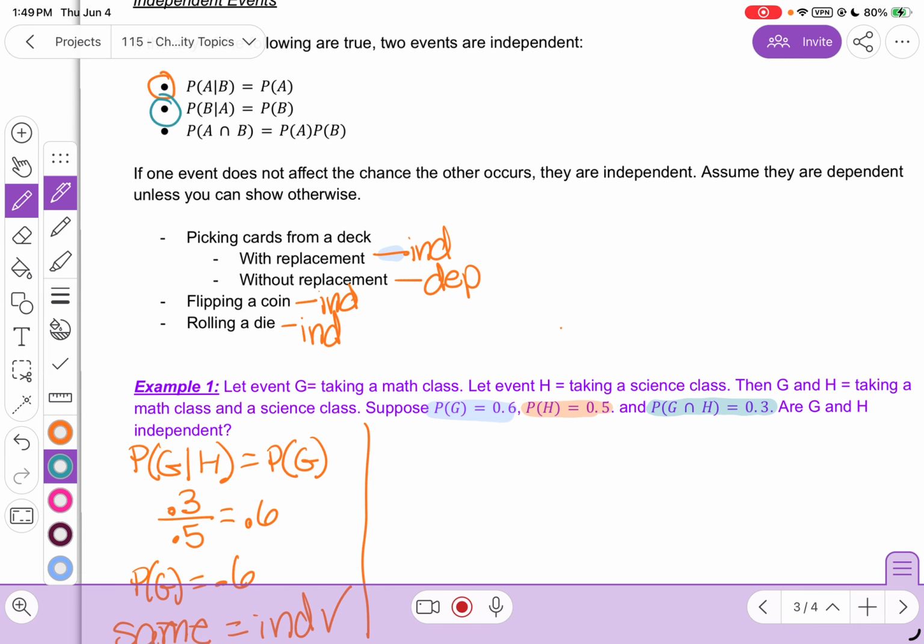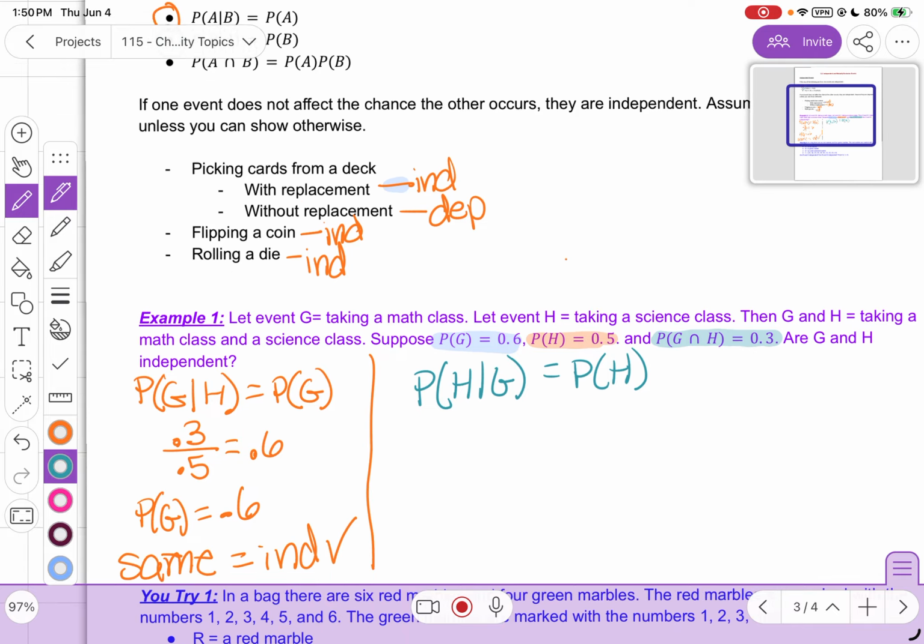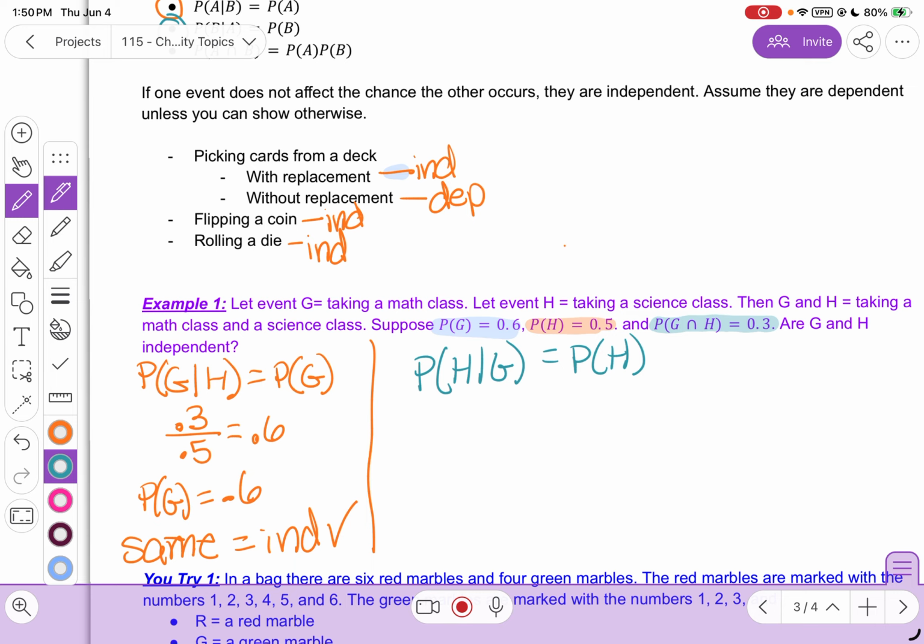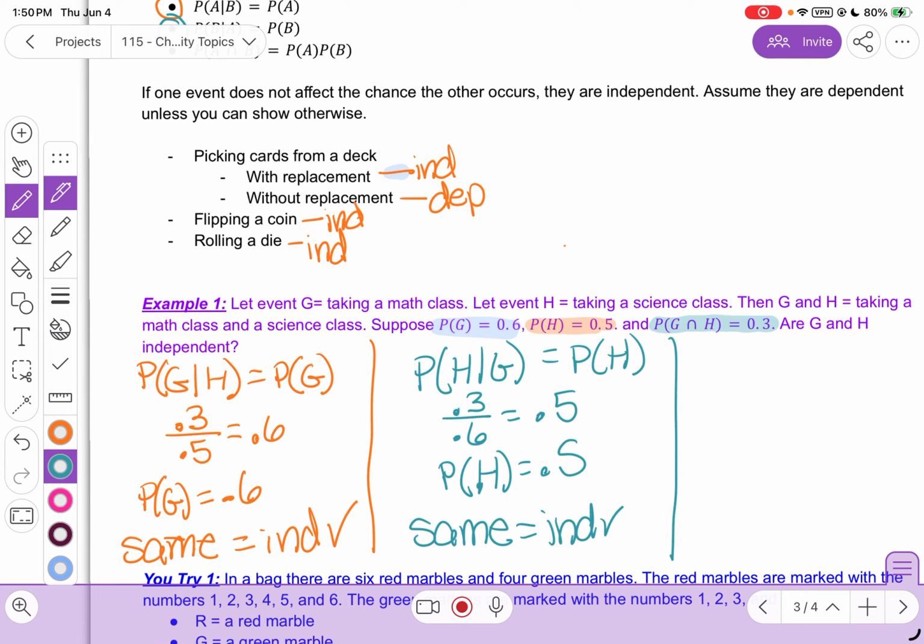Let's try the next one. Probability of H given G, does that equal the probability of H? So on top, we would put G and H, which is 0.3. On the bottom, we would put just G. 0.3 divided by 0.6 is 0.5. Probability of H is 0.5. Those are the same, so they're independent.